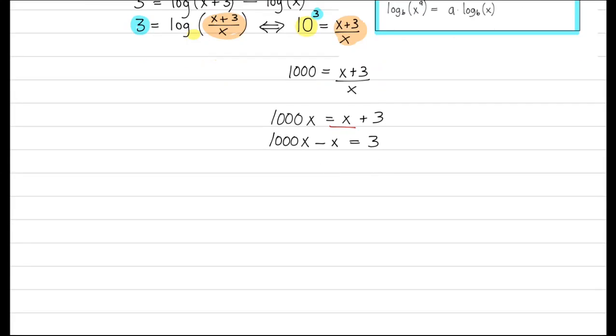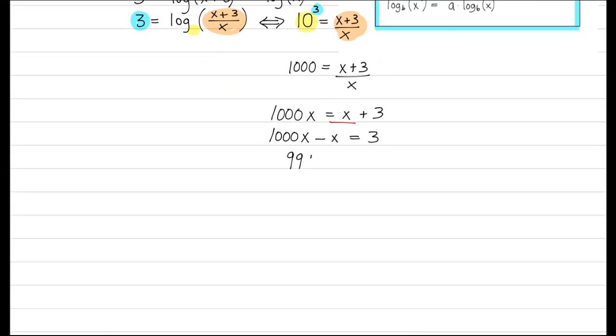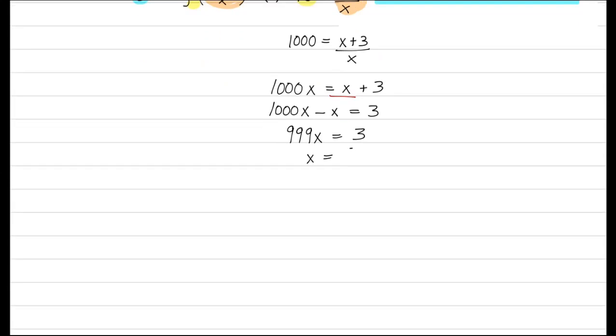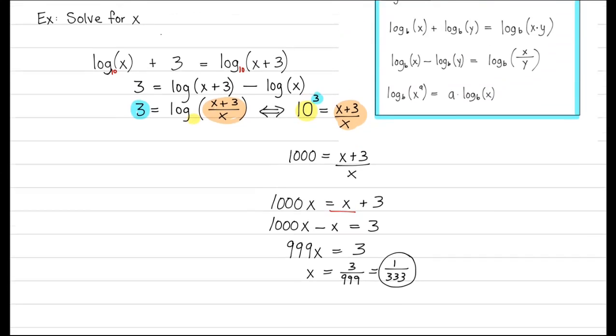Then from there, we have 999 x's is equal to 3, and then divide both sides by 999. 3 divided by 999 is 1 over 333. Not a pretty answer, but that's the right answer.